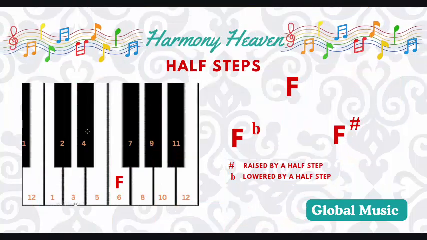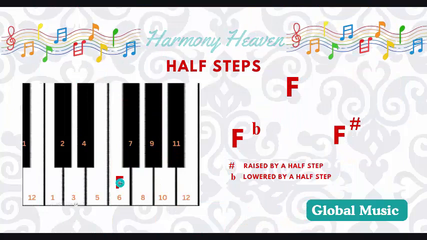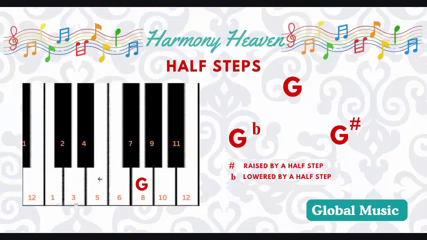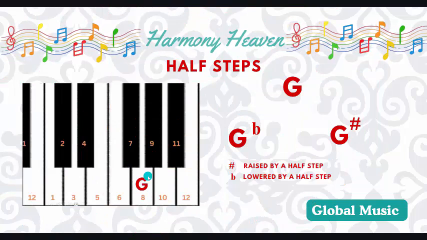If we take the example of note F, F sharp would be raised by a half step, meaning the third black key, and F lowered by a half step means the third white key. Now G. G sharp would be raised by a half step, the fourth black note on the keyboard, and G flat, G lowered by a half step, means the third black key.